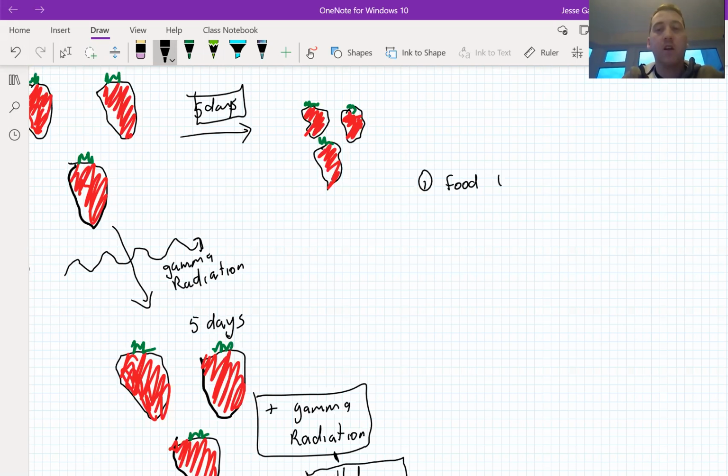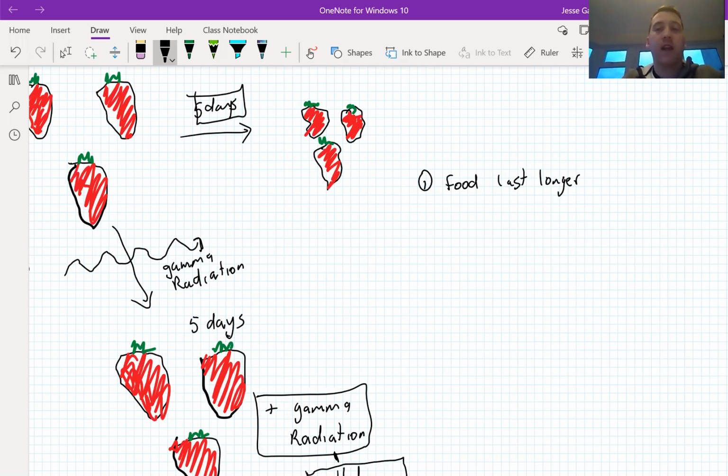Food lasts longer. I get that some people are afraid of using radiation with food, but really the radiation doesn't stay in the food, it just passes through it and kills the bacteria. It doesn't actually get stuck in it so that you eat it and take in the radiation. It doesn't work like that. It passes through and just kills the bacteria.